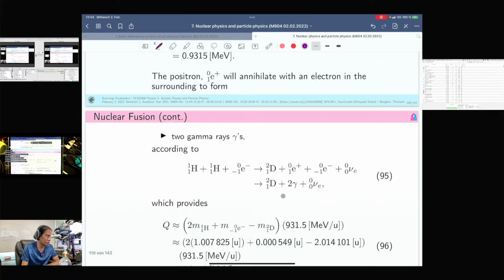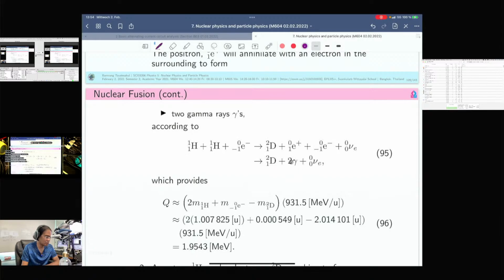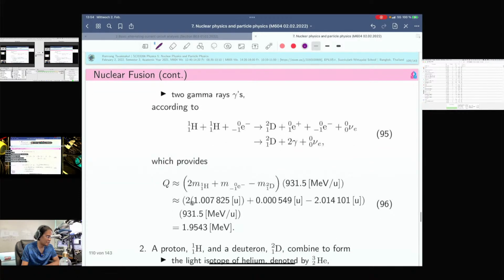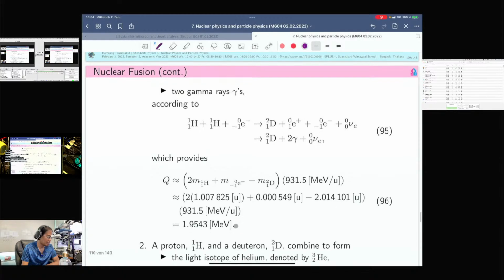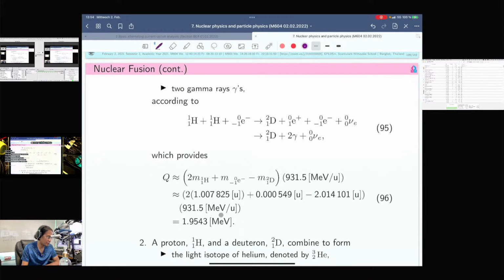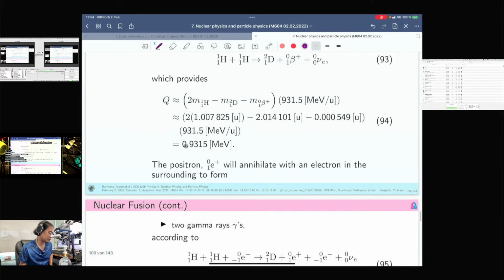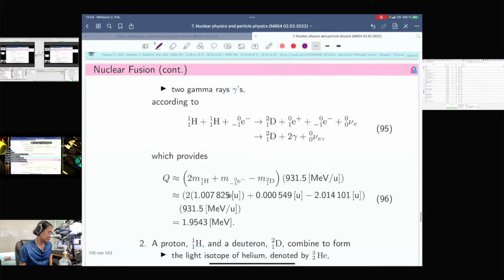And once we compute the energy from the mass difference here, because we don't have the positron or electron anymore here, we start from the mass of two hydrogen, and one electron is going to be reduced by only the deuterium, right? We use the mass of the hydrogen nucleus, the electron, and the deuterium nucleus, and multiplied by 931.5, we get 1.9543 mega electron volt. You could see that we have much more energy than before, okay? And 1.9543 includes the energy for this photon.